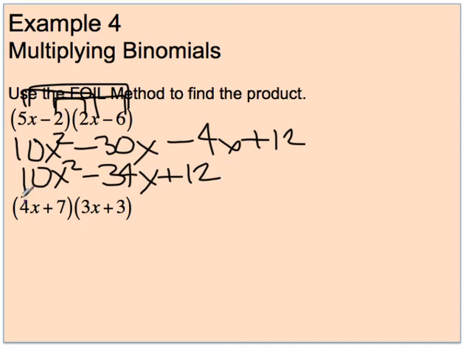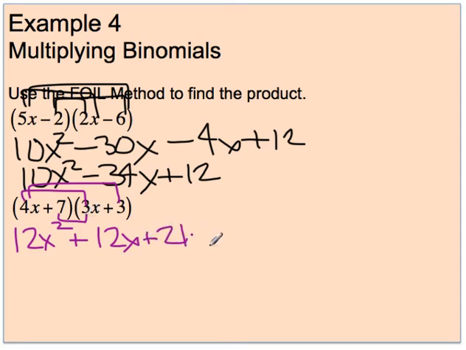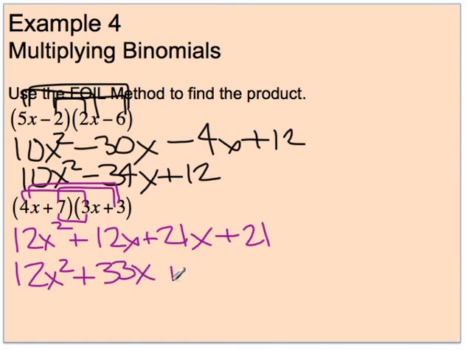Our second question, we have 4x times 3x, that's 12x squared. Outer times outer, we have plus 12x. Inner times inner, we have plus 21x. And last times last, we have plus 21. Combining the like terms in the middle, we have 12x squared plus 33x plus 21.